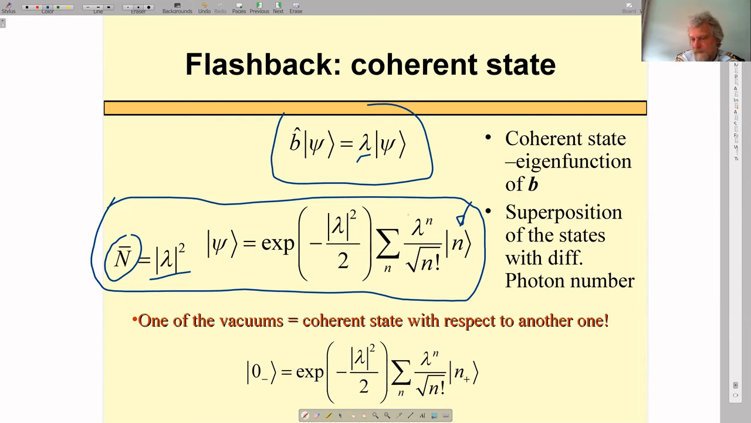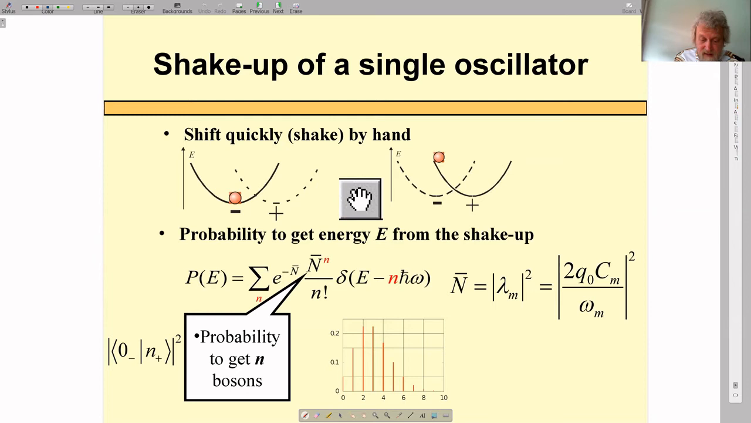Fine. But if we don't have any transitions between these two vacua, it doesn't matter. We need to have some transitions. We need to do something with the system. And what I will start doing, I will just shift a single oscillator and we'll see what happens. We'll consider the situation in physical terms.